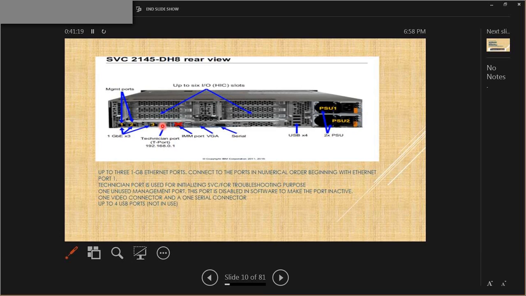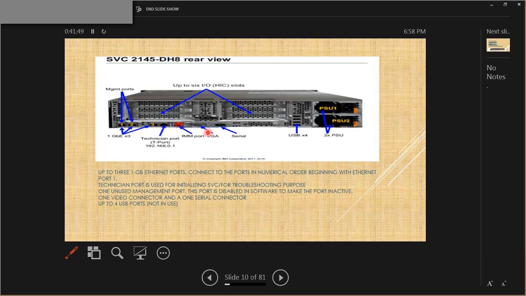Now you can see one port that is called the technician port. This is the 4th port. This port is basically used for initialization of SVC. During the initialization phase, when we don't have an IP configured to these ports, because when you get a new SVC you won't have any IP configured, you need to connect your system to this technician port and configure everything. This is where you configure everything. And this port is not being used currently.